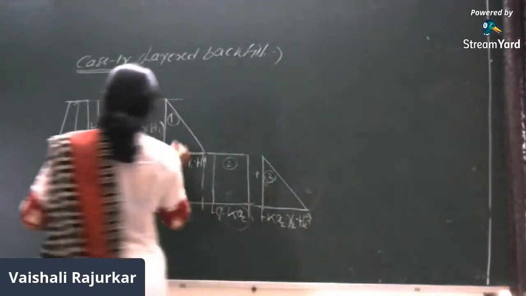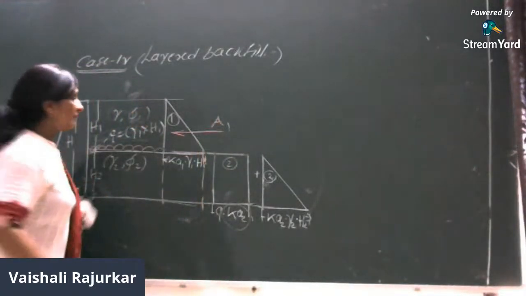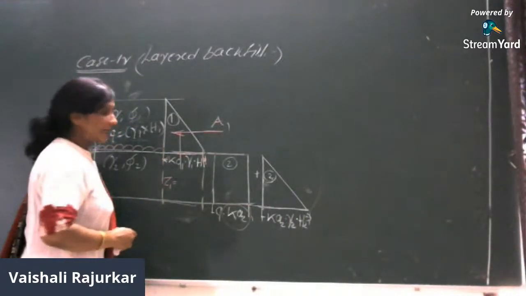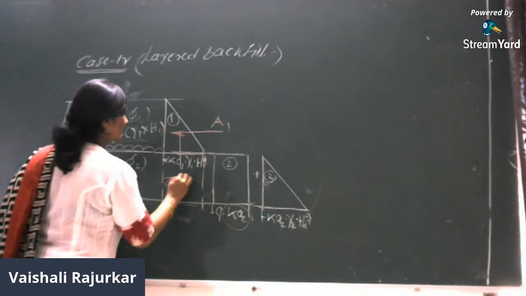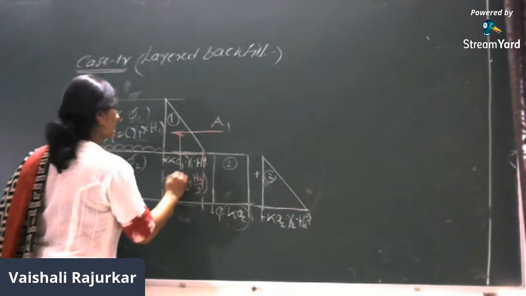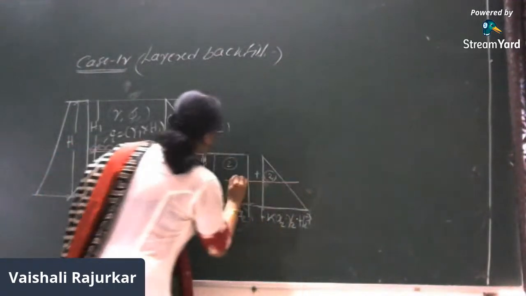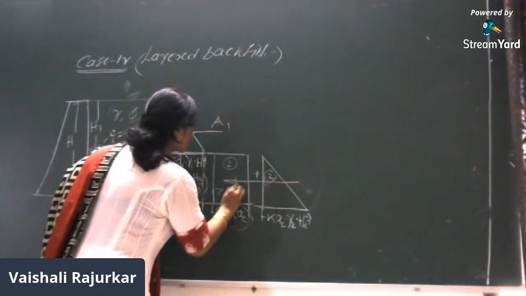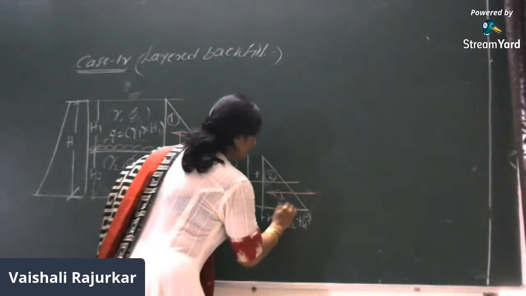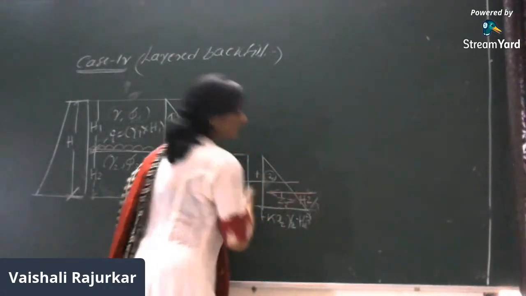Now we will see where the CG of each individual diagram will be. Suppose we assume that this is A1. This A1 is acting at distance Z1. So what is Z1? Z1 is H2 plus H1 by 3. Then here it will be acting at Z2 equal to H2 by 2. And here this Z3 is equal to H2 by 3.